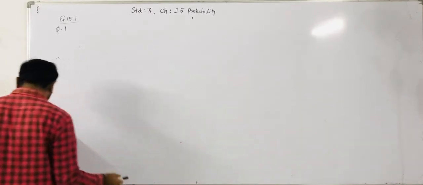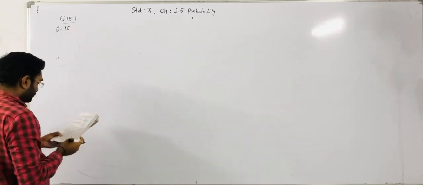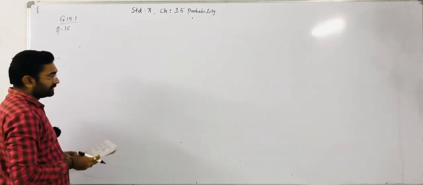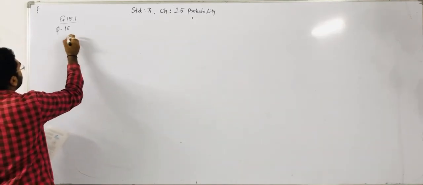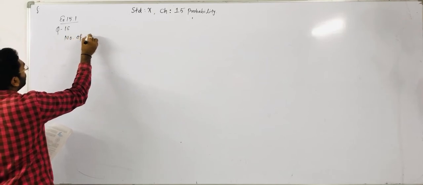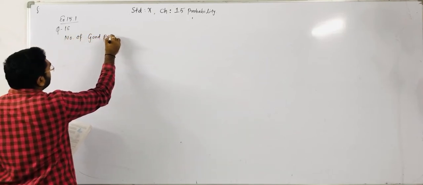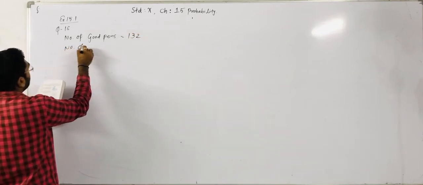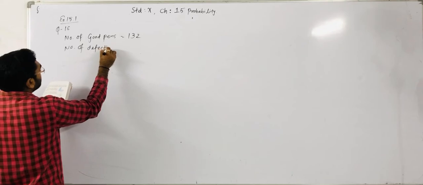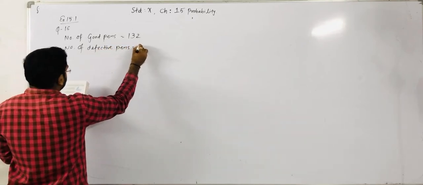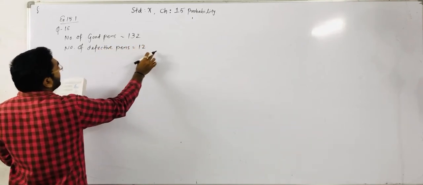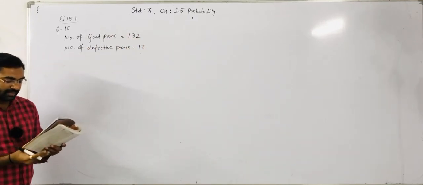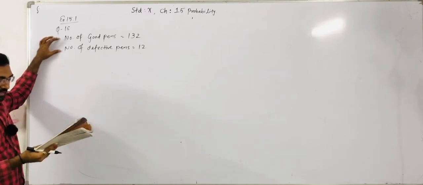Now in question 16 it is given that 12 defective pens are accidentally mixed with 132 good ones. So from the first statement we can say the number of good pens is equal to 132 and the number of defective pens is 12. They say 12 defective pens are accidentally mixed with the 132 good pens. This is our first statement. So from the first statement we can write two things.